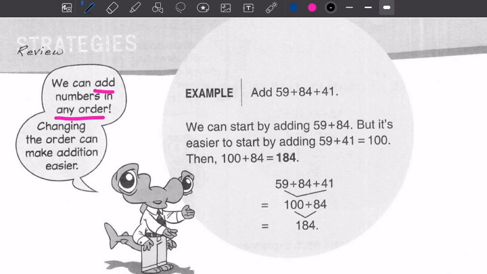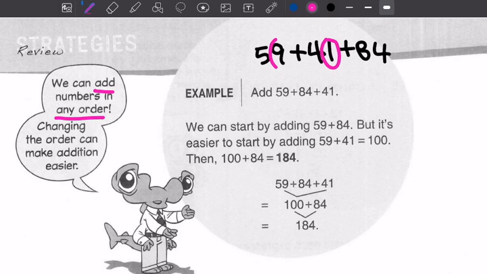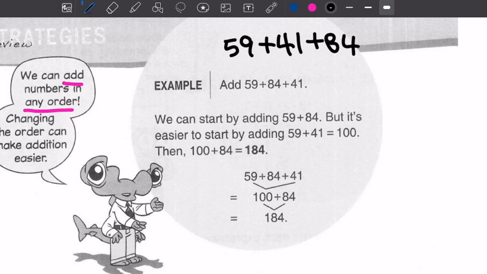Instead of adding 59 plus 84 first, we can rearrange the order so that it becomes 59 plus 41 plus 84. Now we switched these two numbers. And the reason why we did 59 plus 41 first is because if you look at the ones digit, we have 1 and 9. And we know that 1 and 9 is equal to 10. Therefore, that's much easier than trying to add 9 and 4 together. If we rearrange the order to 59 plus 41 plus 84, we can easily add 59 and 41 together.